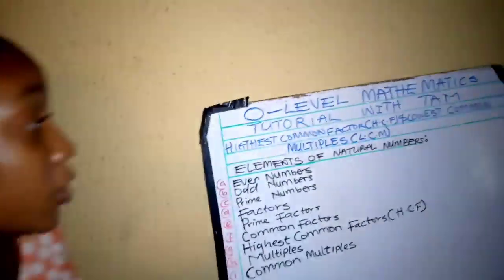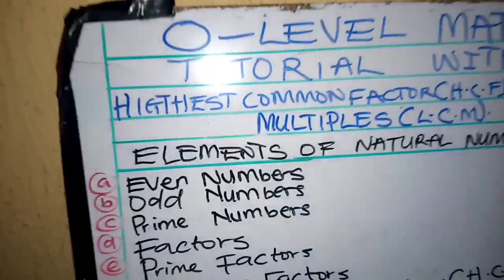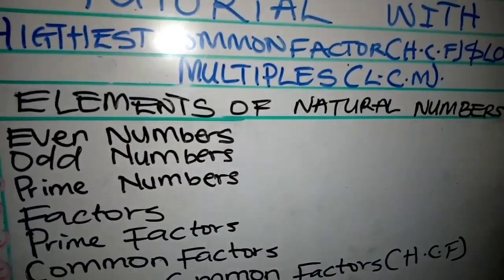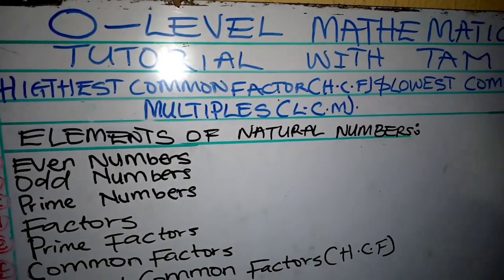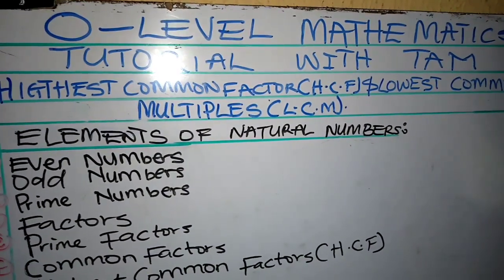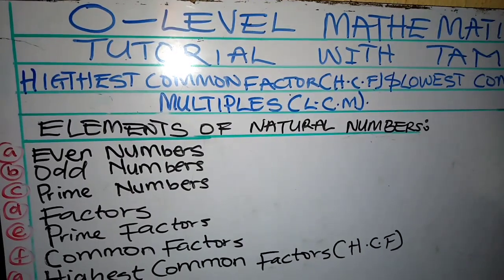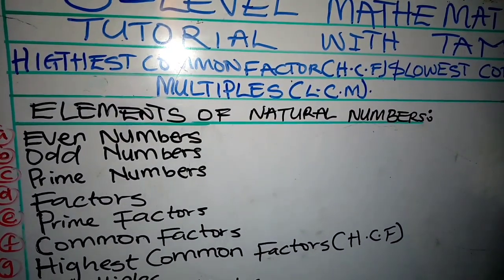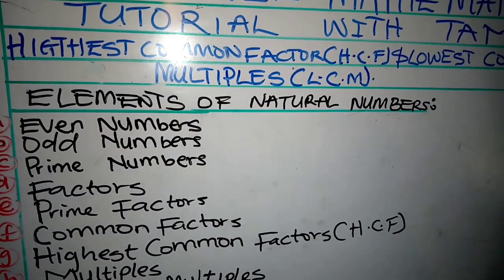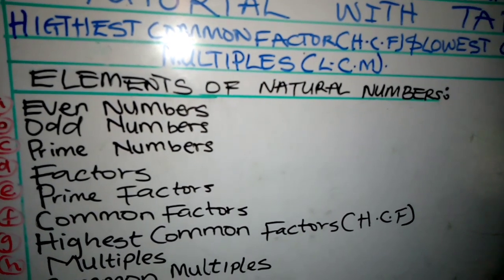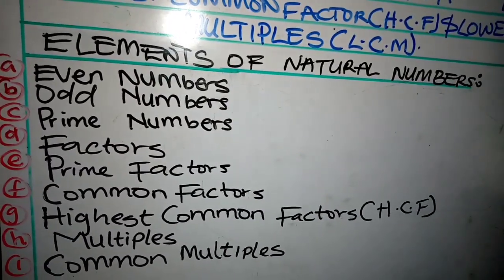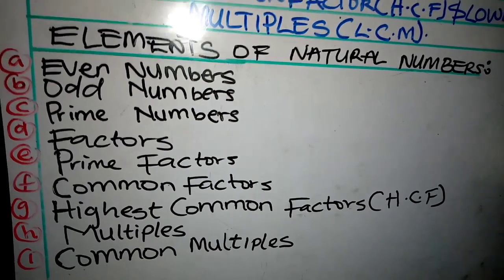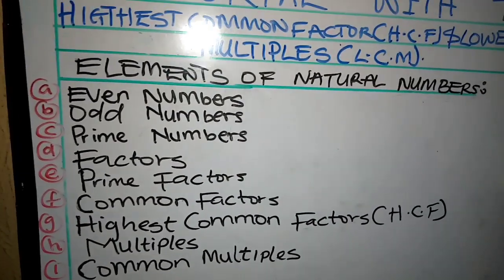Today we are going to talk about HCF and LCM. But before we move to that, let's talk about the elements of natural numbers. We have the even numbers, the odd numbers, the prime numbers, factors, prime factors, common factors, then highest common factors, which is also known as the HCF, multiples, and common multiple. Under this multiple, we will talk about lowest common multiple. Now, let's move to even numbers.